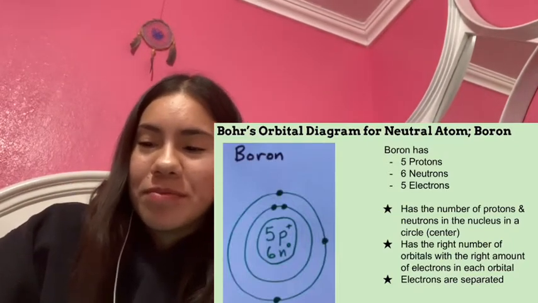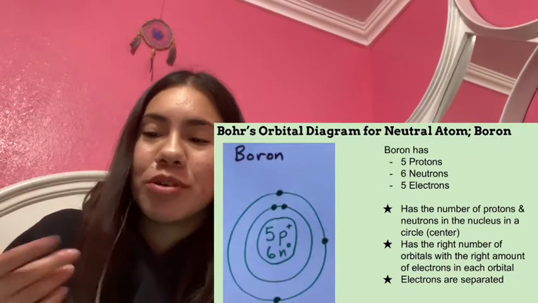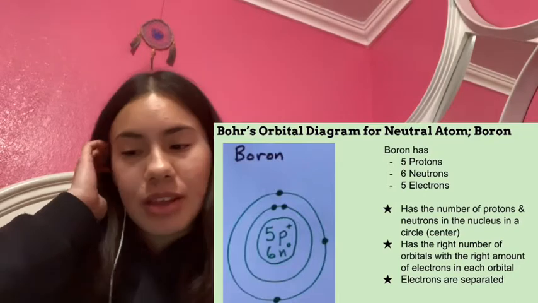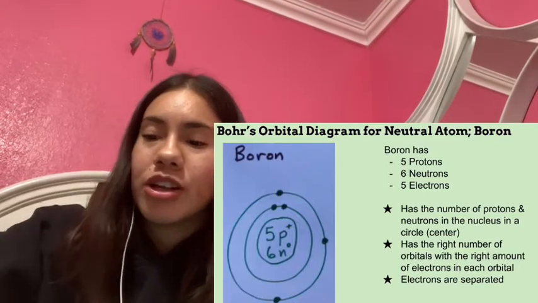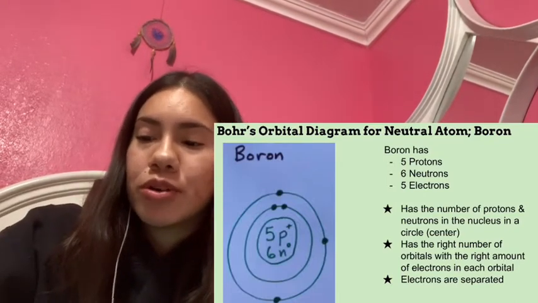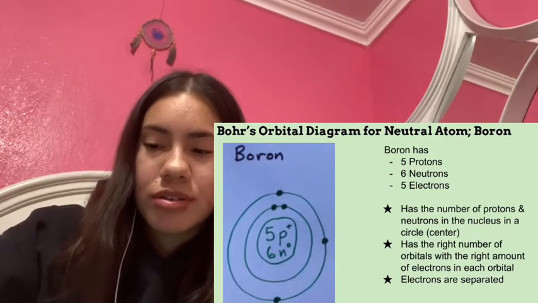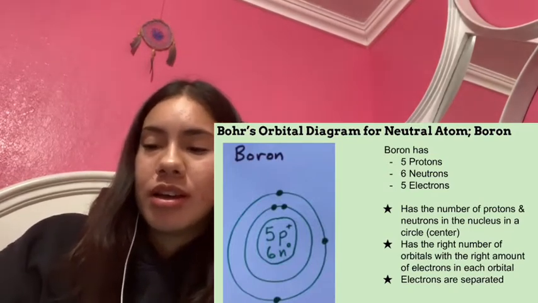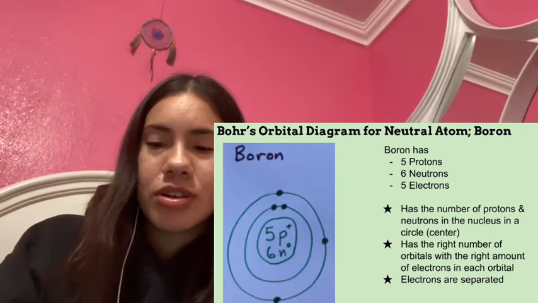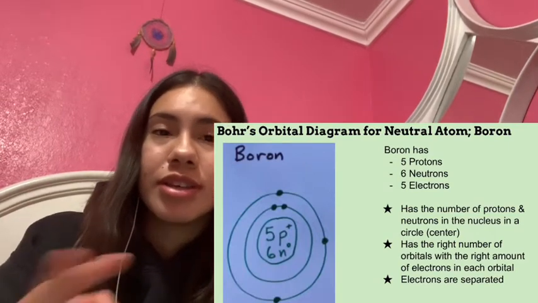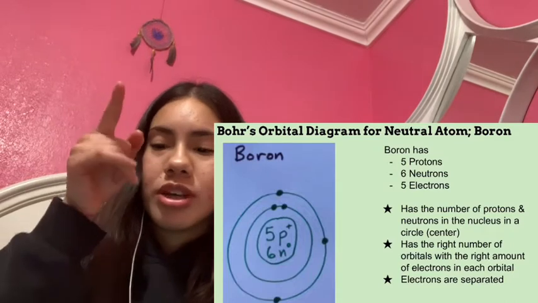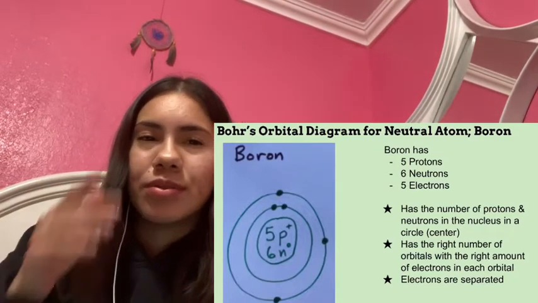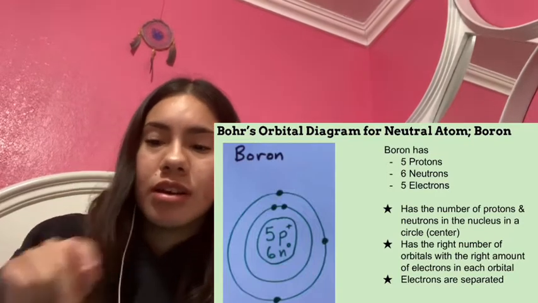We have the number of protons and neutrons in the nucleus in the center, and it has the right number of orbitals with the right amount of electrons in each orbital, and the electrons are separated. And it kind of makes sense here in the image because they're not close together. In the second orbital, there's one on the top and then one on the side and one on the bottom, so they're not close together, they're separated.